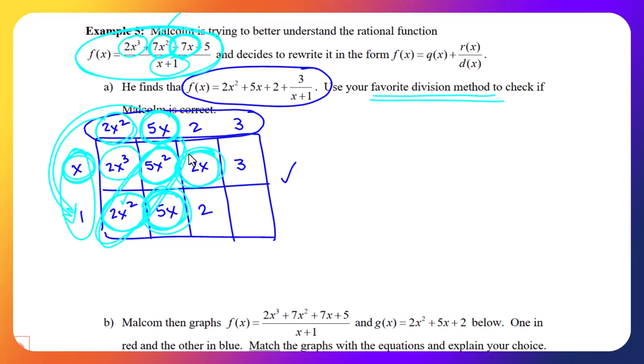To make this 2x, I need a 2 here. 2 times x is 2x squared, 2x. And then 2 times the 1 is 2. To make the 5, I already have a 2 here. I need a 3 to make the 5. And 3 is my remainder.